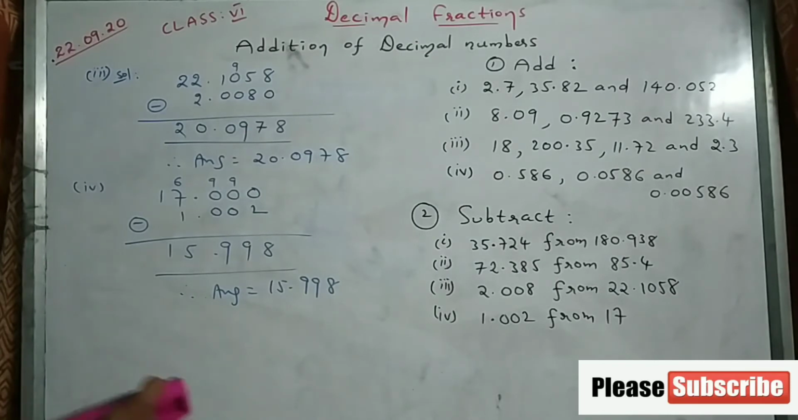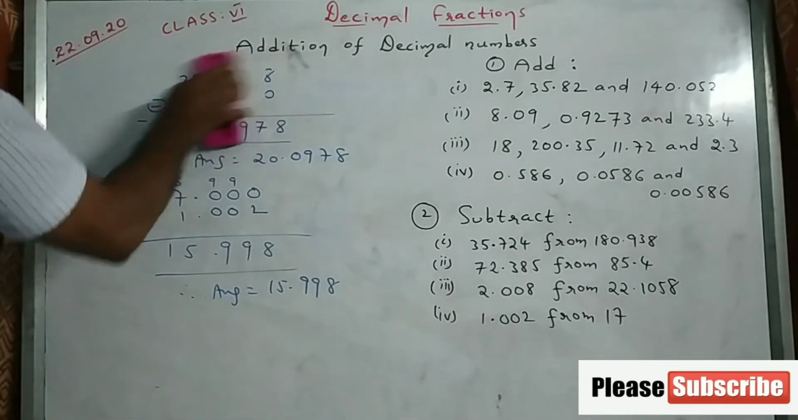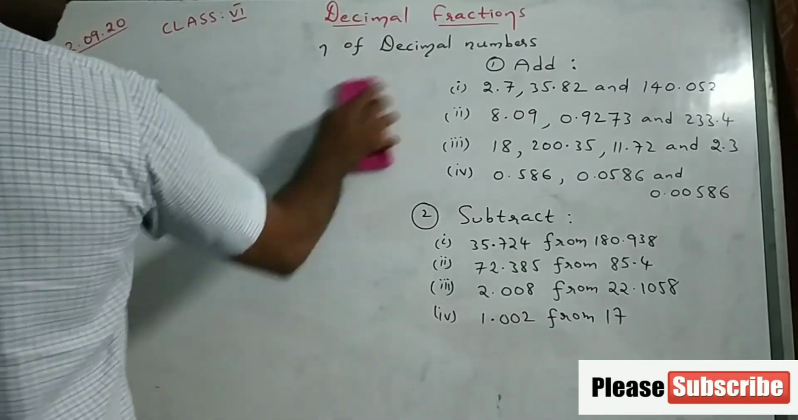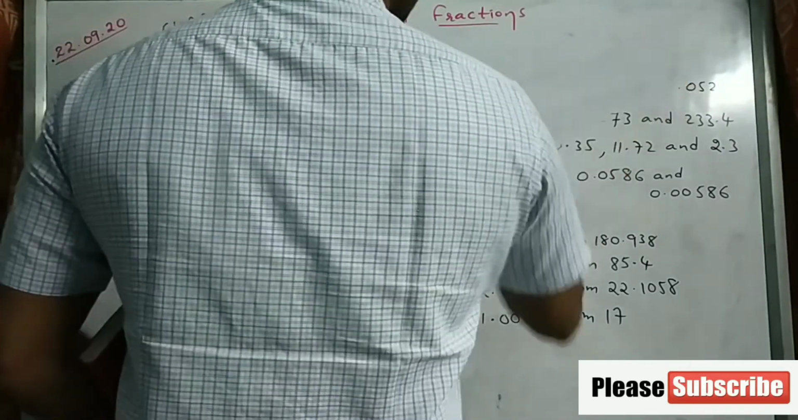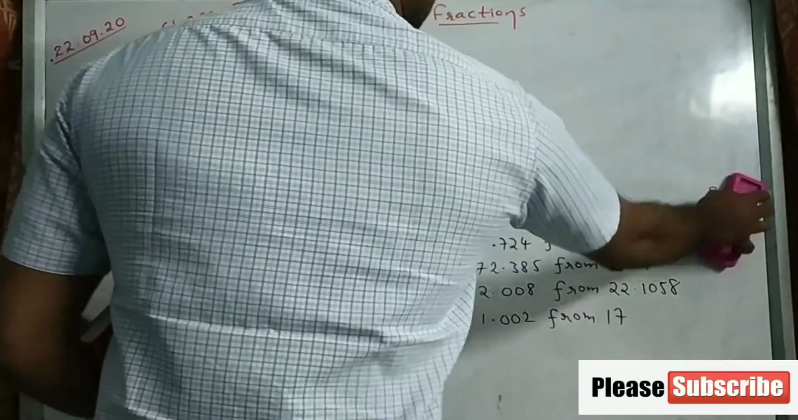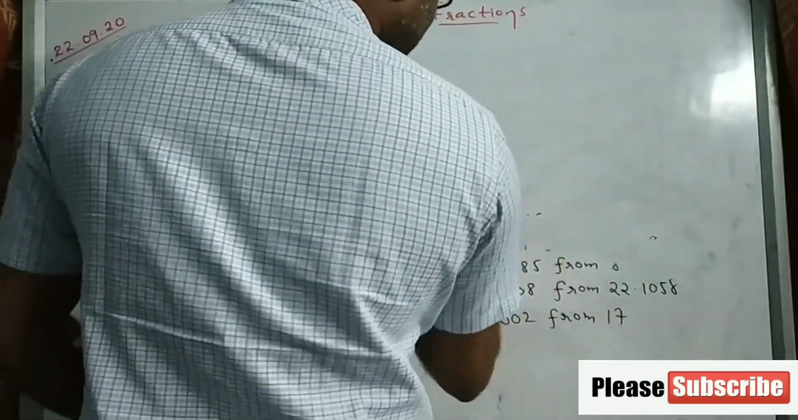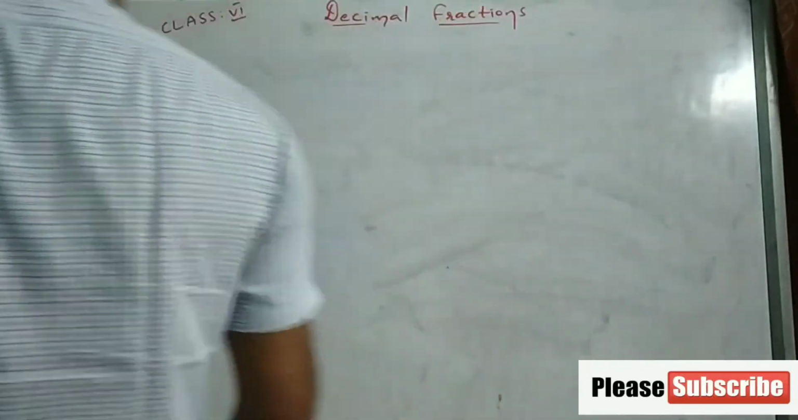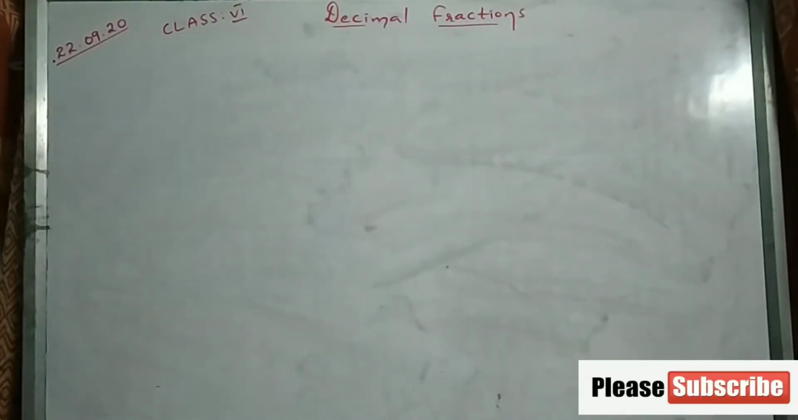We will see some problems on multiplication also. Tomorrow we will see divisions. Okay. Normal additions, normal multiplications, normal subtractions, normal divisions. But you should be very careful when you do it. That's all.